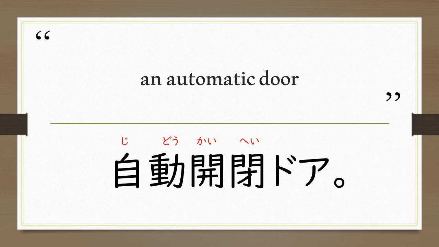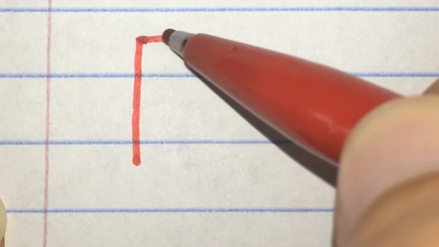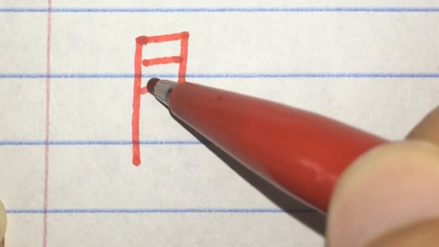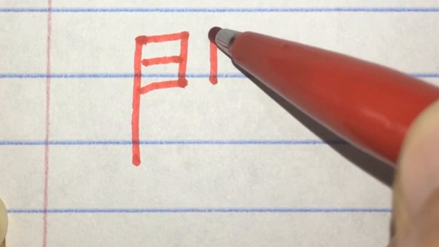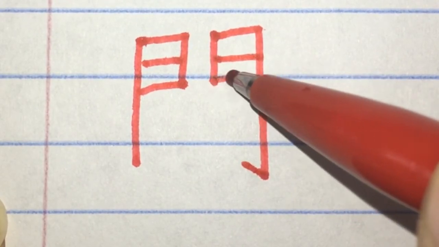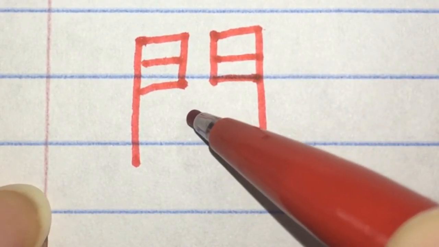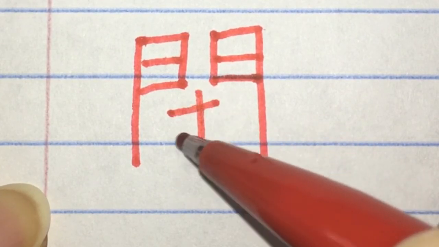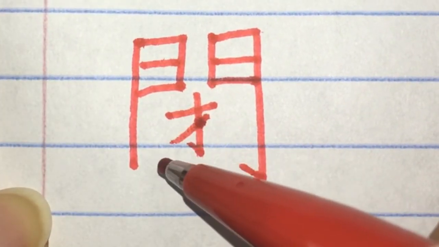An automatic door. Automatic is 自動. Open and close is 開閉. 自動開閉ドア. Go down, attach, across, go down, across, go down, attach, across, go down, hook, across, and then katakana o, across, go down, hook, and release.